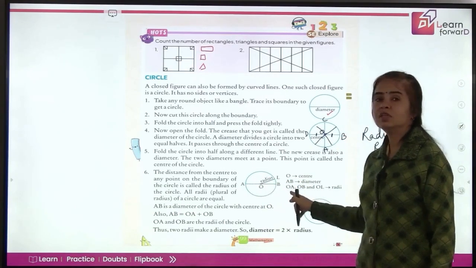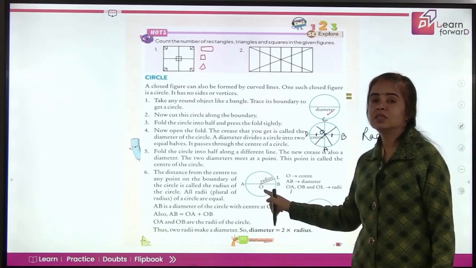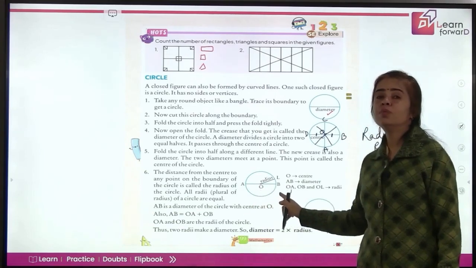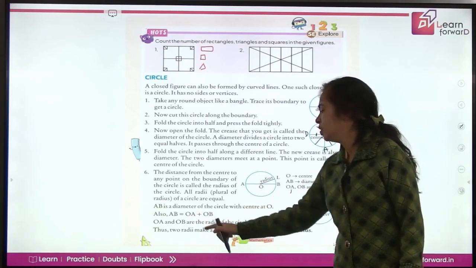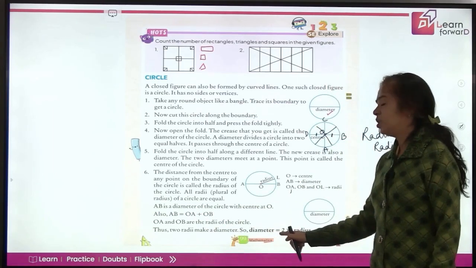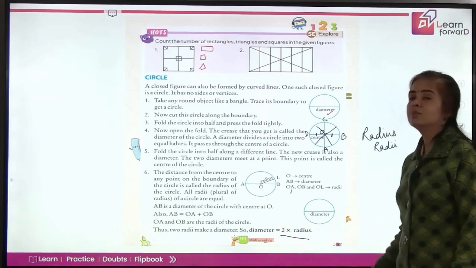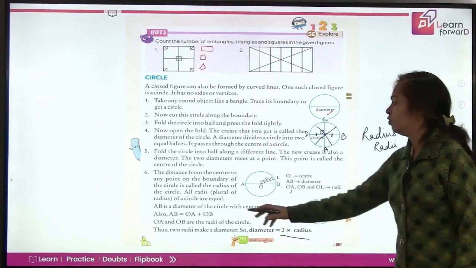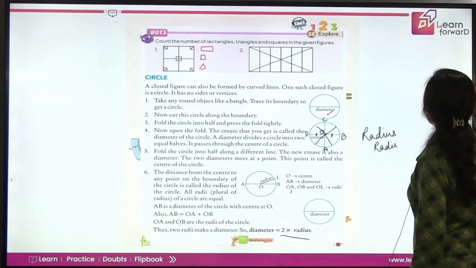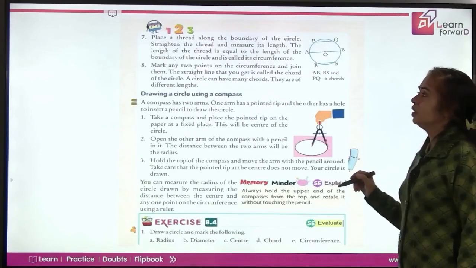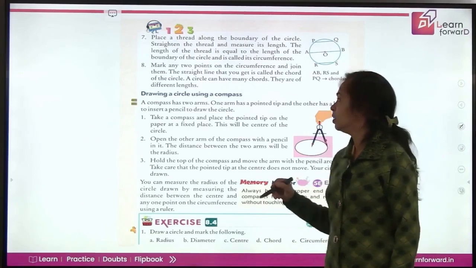So if you have this as the diameter, O as the center, OA plus OB gives you AB. Okay, so OA, OB, these are the radii, and diameter is equal to 2 times radius, because we are adding the same value 2 times. Okay, so this is the relation, and now we'll be learning how to draw a circle.